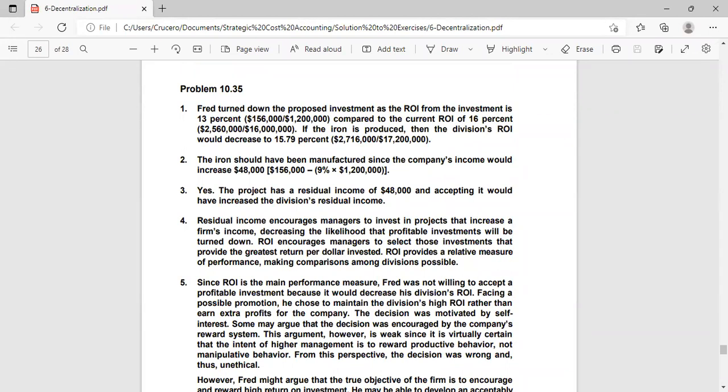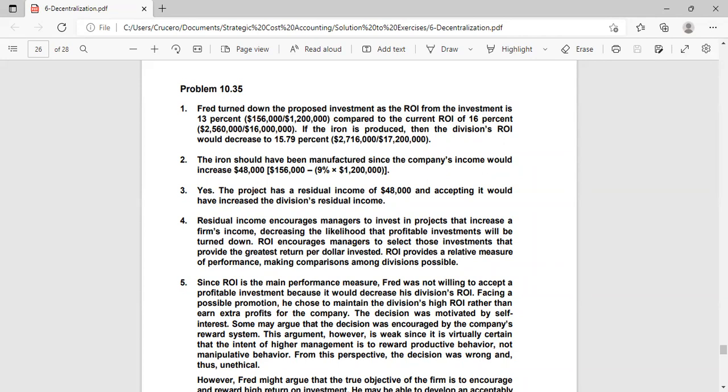Now again, problem 6-35 has 5 requirements. 1. Explain why Fred Olsen turned down the proposal to add the capability of producing a crimping and welding iron. Provide computations to support your reasoning.